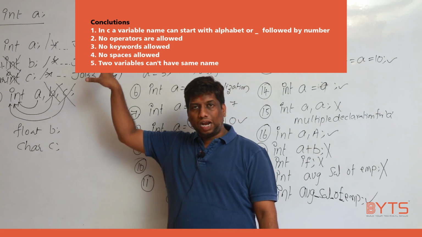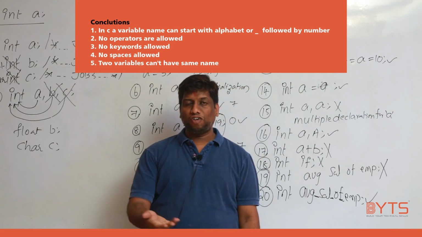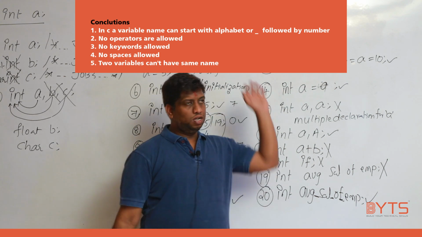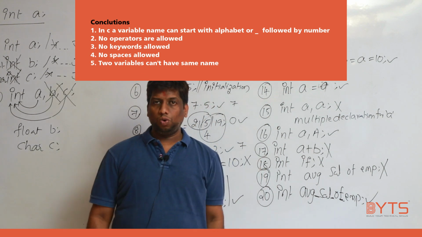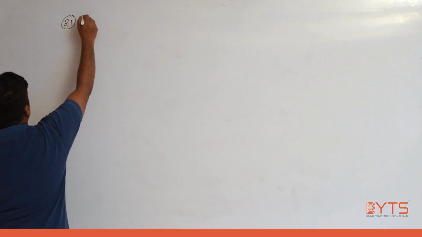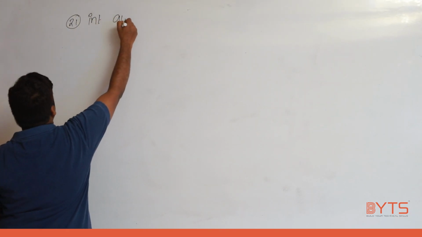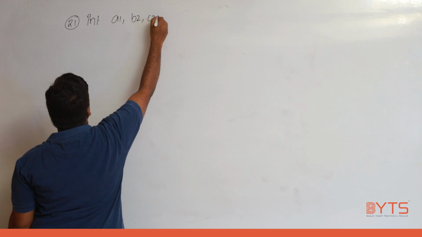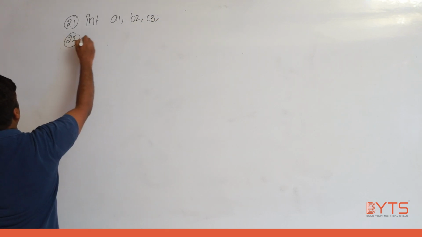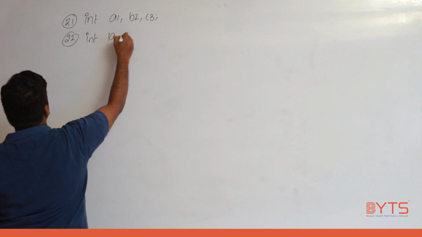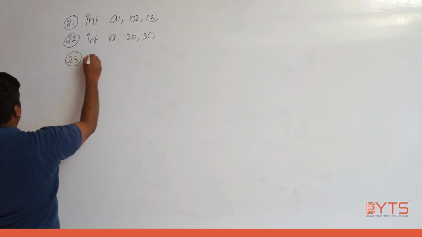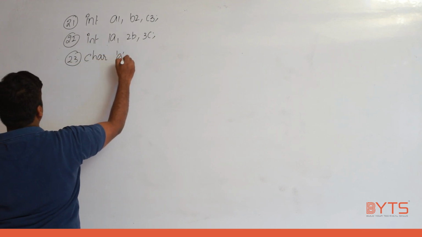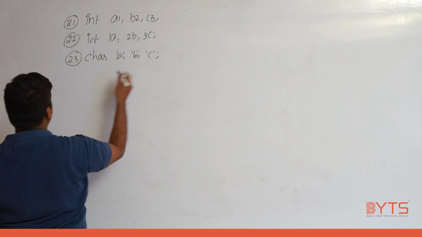Now I'll try to write some statements here. You need to find whether they are valid or not using the questions anyway. First I'll write the questions, you take the questions and try to do it on your own. Anyway, I'll tell the answers for you. Well, so 21, let us take int A1, B2, C3. 22, int 1A, 2B, 3C. 23, char A, B, C.